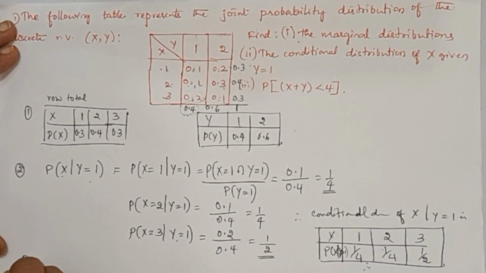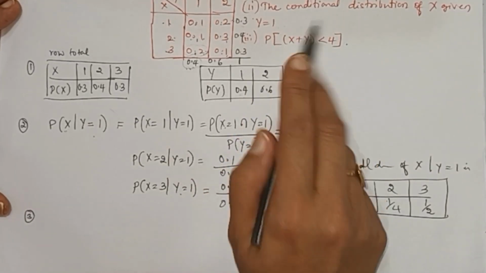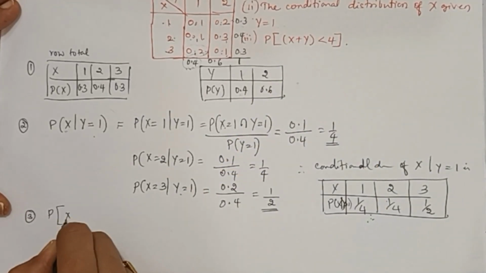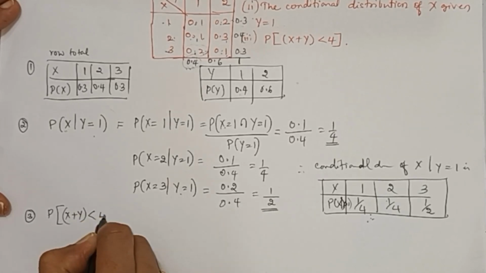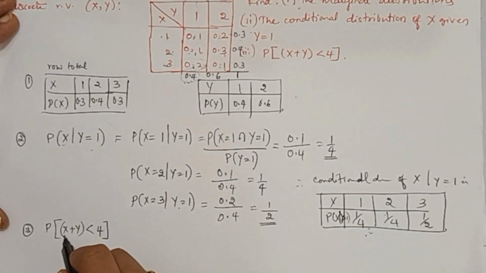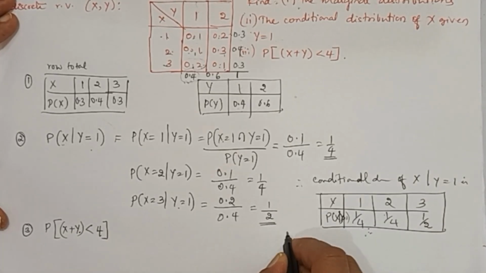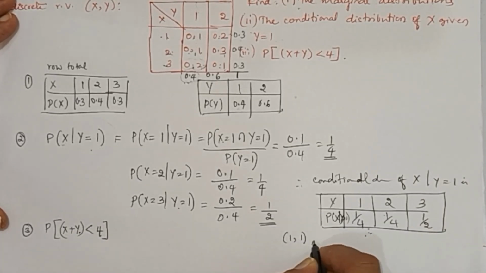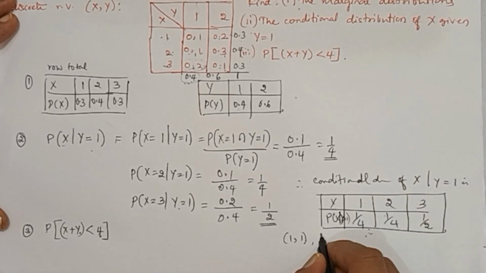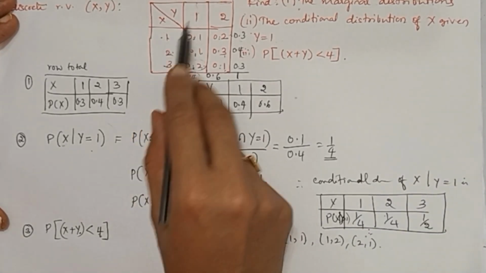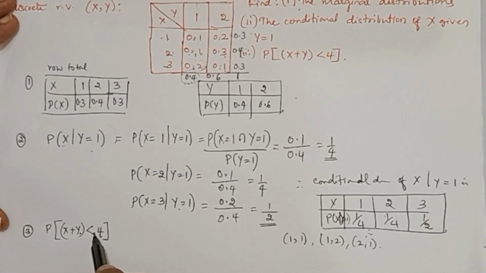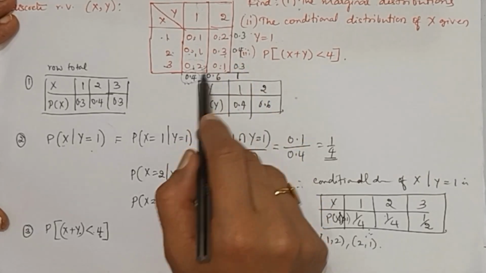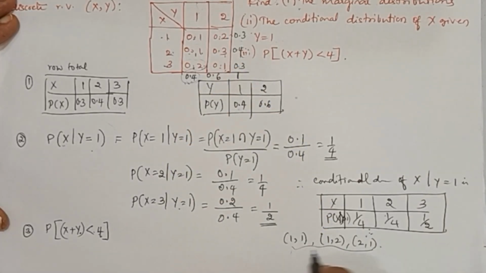Next, third question. You have to find out the probability of x plus y less than 4. So the joint values should satisfy this condition. What are the possible ordered pairs now? 1 comma 1 satisfies, 1 plus 1 is 2, less than 4. Then 1 comma 2, then 2 comma 1. That's it. 2 comma 2 is not possible, 4 is not less than 4. 3 comma 1 is also 4, not less than 4. 3 comma 2 is 5, which is not less than 4. Only these pairs will satisfy.